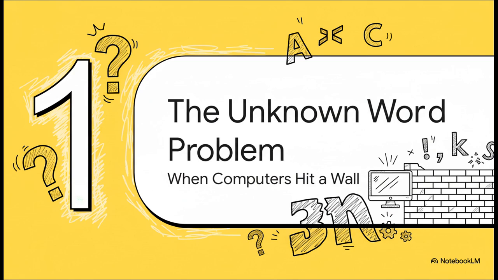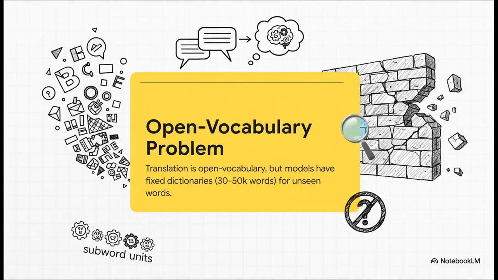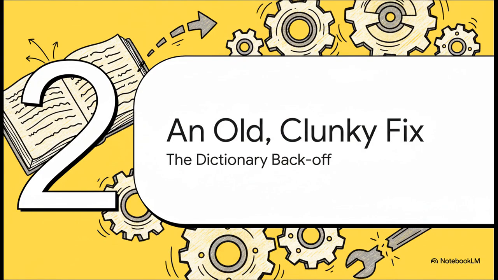First up, the unknown word problem. So here's the core issue. Language is, well, basically infinite, right? We're always making up new words, new names, slang, you name it. But the computers back then, they had a fixed dictionary. Imagine a real dictionary with maybe 30, 50,000 words in it. If a word wasn't on that specific list, the computer just hit a wall. It was what they called an out of vocabulary or unknown word. End of the line.